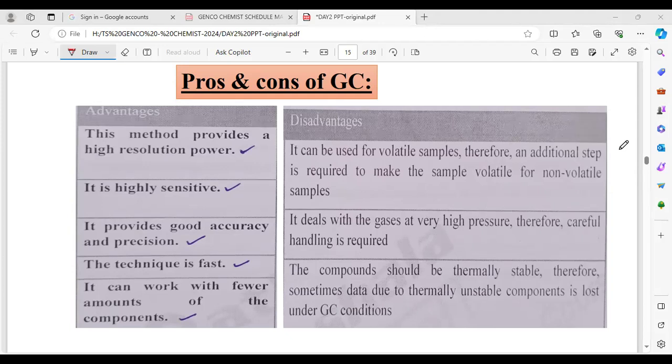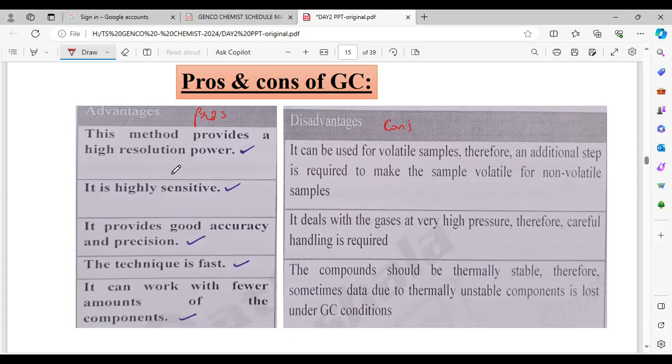Okay, now what are the advantages and disadvantages of GC? This method provides advantages. Look at this. These are the pros. These are the cons. So here, advantages. The GC method, it's overall GC, not about detectors or anything, not about the components in the instrument also. It is overall GC. What is the advantage?